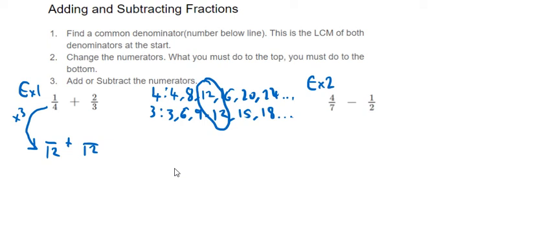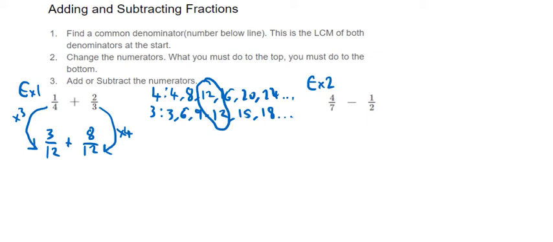What you do to the bottom then you must do to the top. So I'm just going to take the 1 on top and I'm going to multiply it by 3 as well. So 1 multiplied by 3 is 3. Same with the other fraction then. So the 3 on the bottom changed into a 12. So to get from a 3 to a 12 I must multiply by 4. So what you do to the bottom you must do to the top again. So if I take the 2 on top and times it by 4, that gives me 8. So 3 over 12 plus 8 over 12.